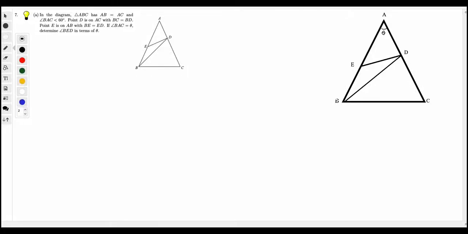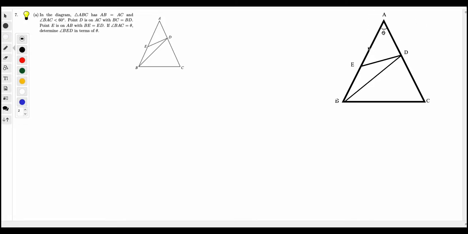Hi everyone, today we'll be solving question number 7 from the 2012 Euclid Math Contest. In the diagram, triangle ABC has length AB equal to AC and angle BAC is less than 60 degrees. Point D is on AC with BC equal to BD. Point E is on AB with BE equals ED. If angle BAC is equal to theta, determine angle BED in terms of theta.